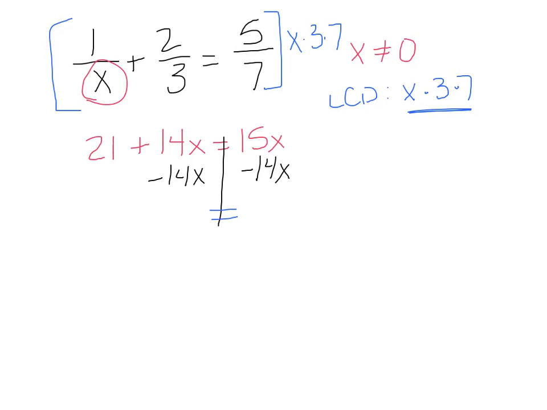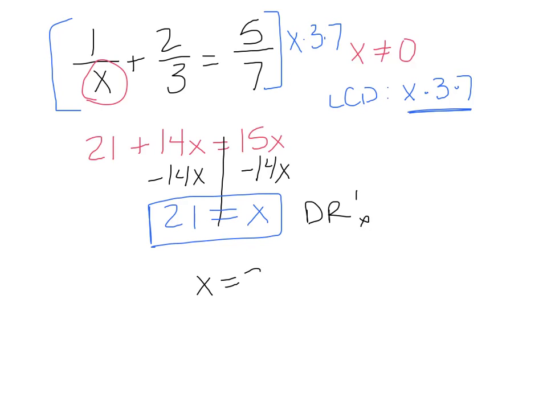So then I end up with just 1x on that side and 21. So x equals 21. Now, that would be your final solution, but you need to make sure you check the domain restriction. According to my domain restriction, x can't equal 0, so it's okay for it to equal 21, which means my final solution is x equals 21 with the domain restriction of x is not equal to 0.